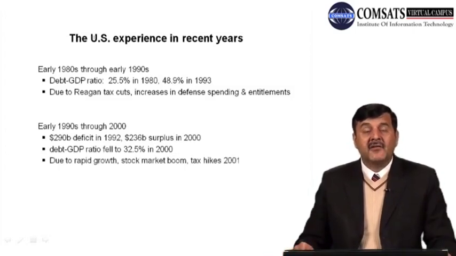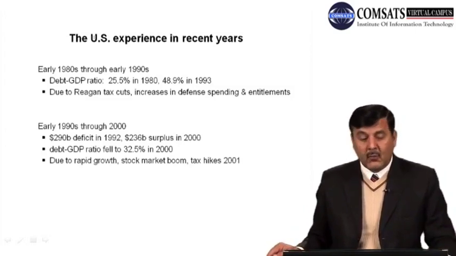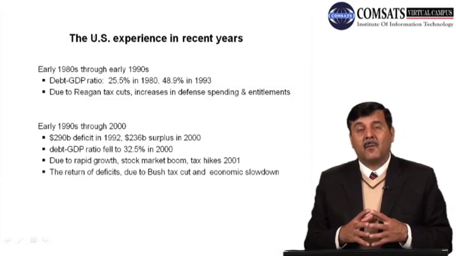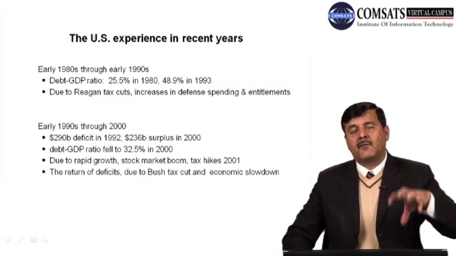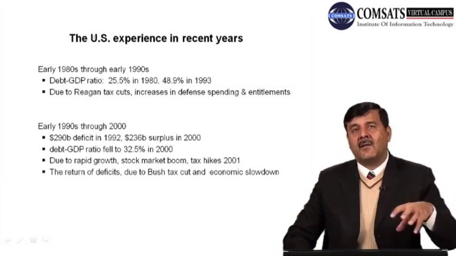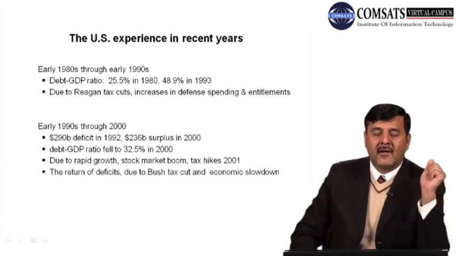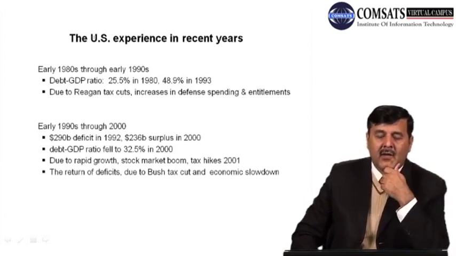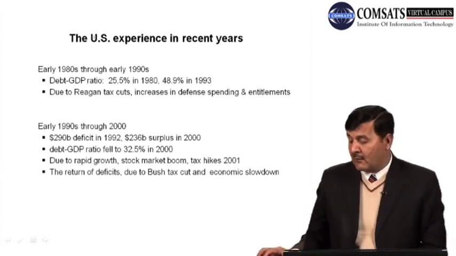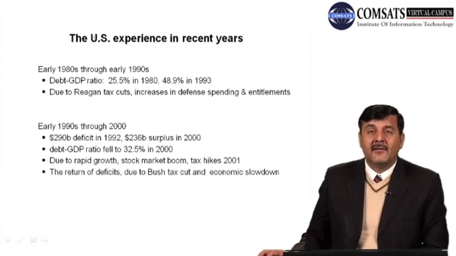Due to rapid growth, the stock market boom, and tax hikes in 2001, that was why the debt-GDP ratio came down in the US economy from 48 to 32%, and that was because of the rapid economic growth in those particular years. There was a boom in the stock market, there were tax hikes in 2001. But again, after 2001, there was a return of deficit due to the Bush tax cut and economic slowdown.